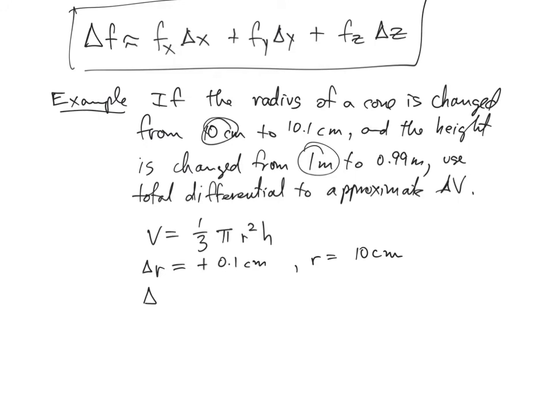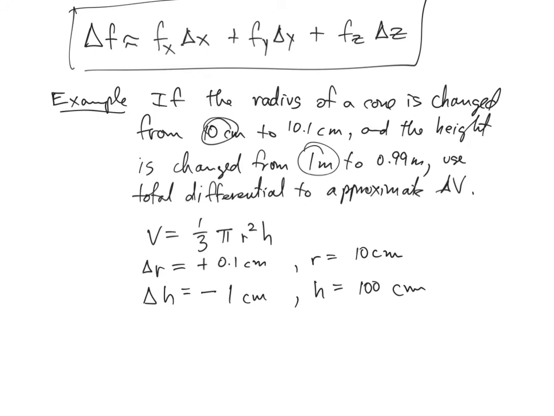Okay, delta h, how does the height change? Well, the height gets smaller, so that's a negative. And it gets smaller by how much? It gets smaller by 1 centimeter, right? It goes from 1 meter, or 100 centimeters, to 99 centimeters. So it goes down by a centimeter. So it's a negative change in h, pardon me. And h starts at what? Well, it starts at 100 centimeters. So that's what we're going to use. We're going to use an r of 10 centimeters and an h of 100 centimeters for the r and h values in the partial derivatives.